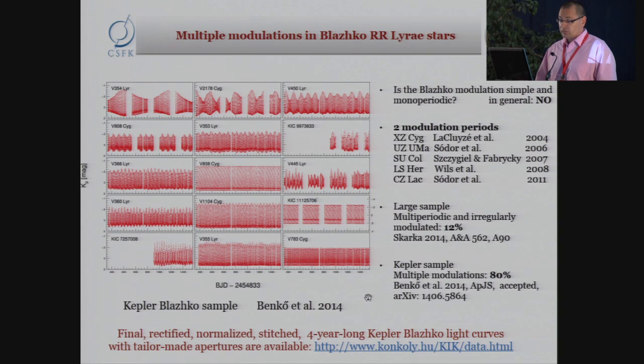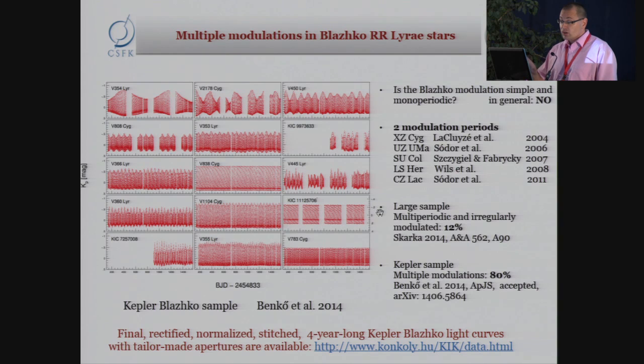Actually, we just published this paper, and we make available these final, rectified, normalized, final 4-year-long Kepler Blazhko light curves. So if you want to have a textbook example, you can just go to this website or the supplement website and download those.